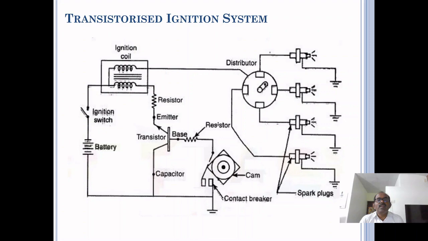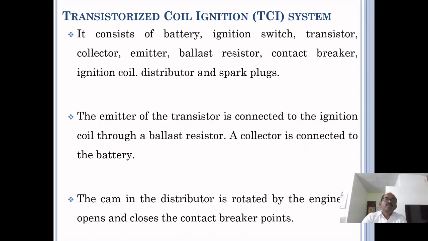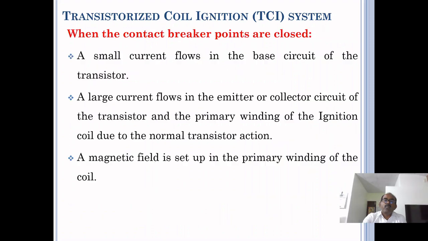The figure shows the circuit diagram of the transistor ignition system. The primary coil and secondary coil, and the distributor to evenly distribute to all the spark plugs. It consists of battery, ignition switch, transistor, collector, emitter, resistor, contact breaker, ignition coil, distributor, and spark plug. The emitter of the transistor is connected to the ignition coil through the ballast resistor. A collector is connected to the battery. The cam in the distributor is rotated by the engine. It opens and closes the contact breaker points.